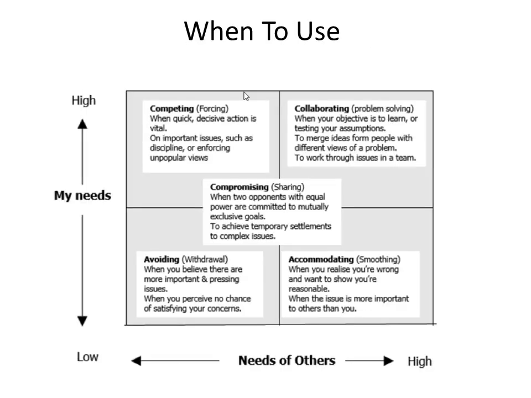And there's a useful slide here which looks at each of the 5 styles and suggests when each might be usefully incorporated to solve conflict. So competing is when you want quick decisive action. Collaborating when your objective is to learn or test assumptions, perhaps where you've got strategic items that you're purchasing. Compromising when 2 opponents with equal power are committed to mutually exclusive goals. Avoiding might be used when they believe there's more important issues. And finally we've got accommodating when the issue is more important to others than to you. So that's a useful summary.